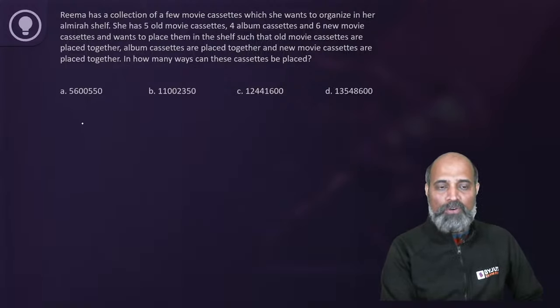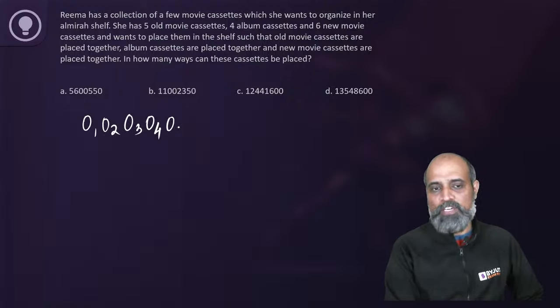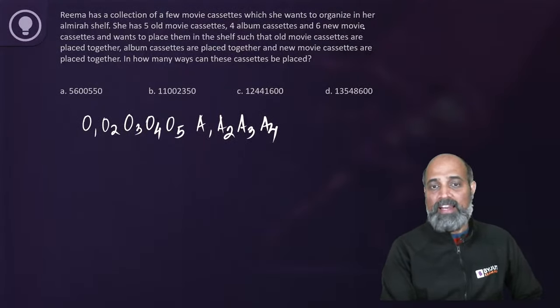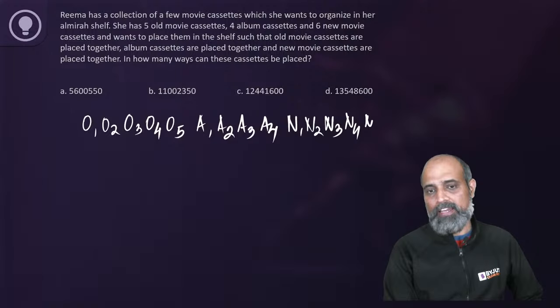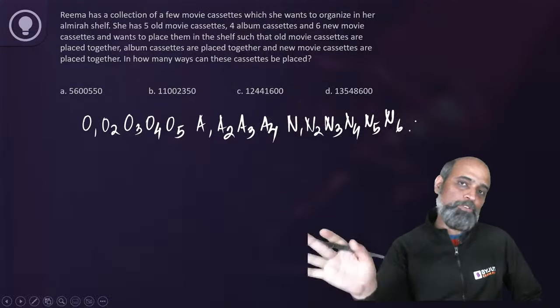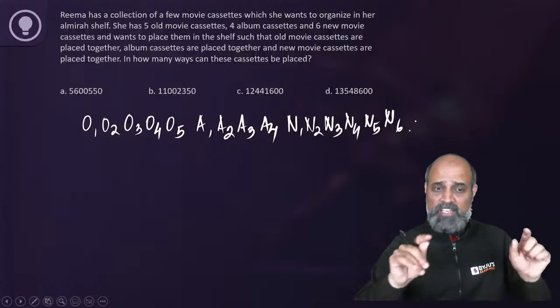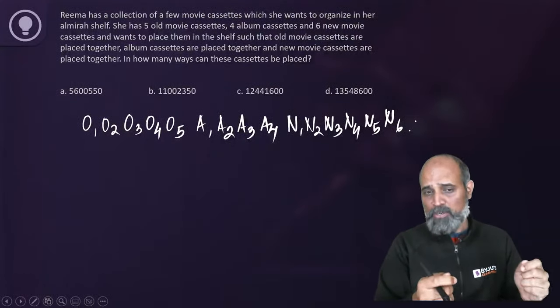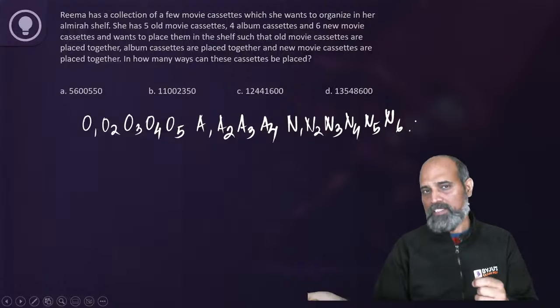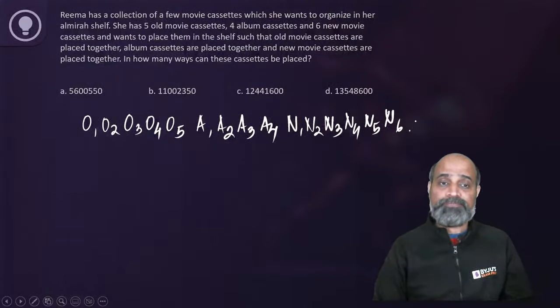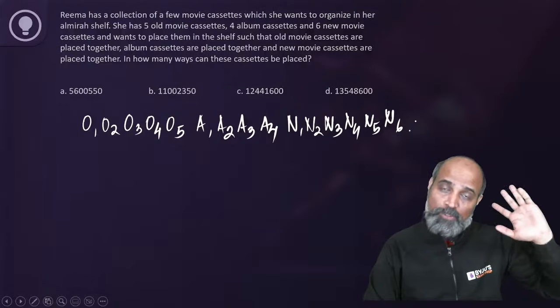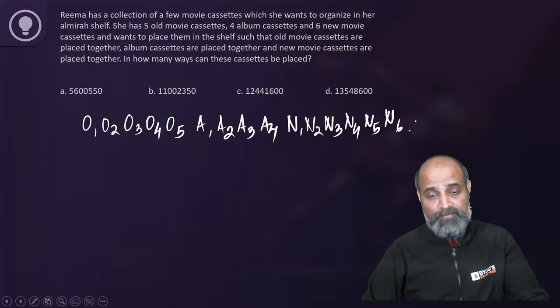So we have old movie cassettes. So O1, O2, O3, O4, O5, ये 5 मान लेते हैं. 4 album cassettes, A1, A2, A3 and A4, let's assume that. And 6 new movie cassettes, so N1, N2, N3, N4, N5 and N6. Suppose these are 6 new movie cassettes. And this is how we need to arrange them. This O1 to O5 can arrange among themselves, A1 to A4 आपस में, N1 to N6 आपस में, और फिर ये भी आपस में. It doesn't say that old movie cassettes need to be on the leftmost. ये बीच में भी आ सकता है.